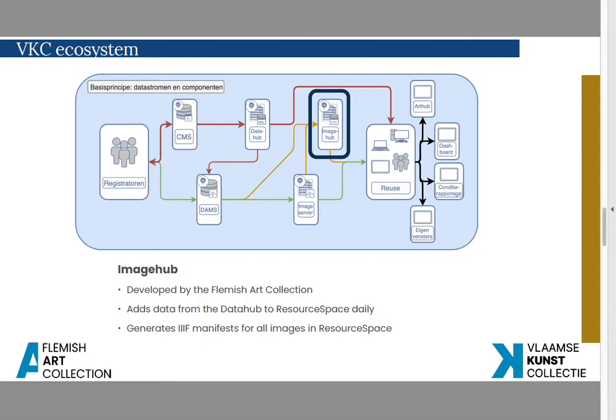Then we have the Image Hub, which, like the Data Hub, was developed by the Flemish Art Collection. The Image Hub adds data from the Data Hub to ResourceSpace every day. This saves work for the registrars. For instance, they can upload an image to their DAM system, only need to assign an inventory number, and the Image Hub will then automatically retrieve data from the Data Hub to add metadata to the images, such as title, creator, copyright, description, keywords, and so on. The Image Hub also generates IIIF manifests every day for all the images in ResourceSpace for reuse.